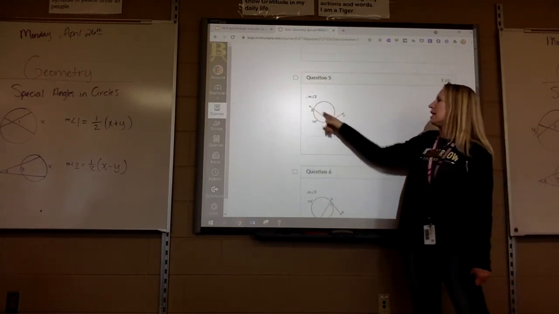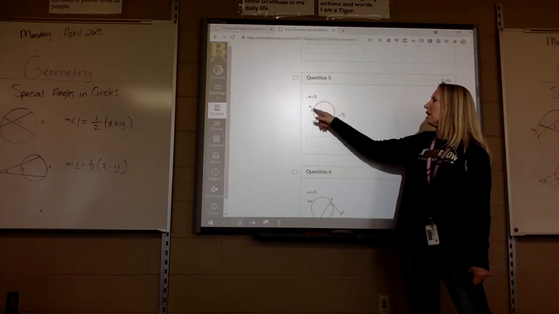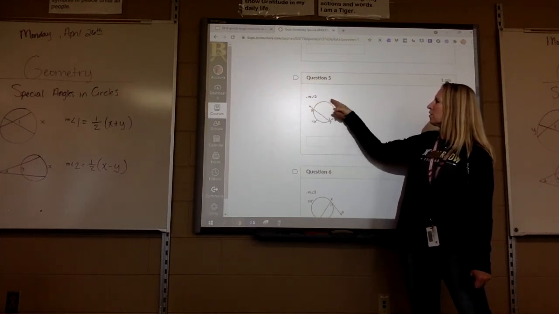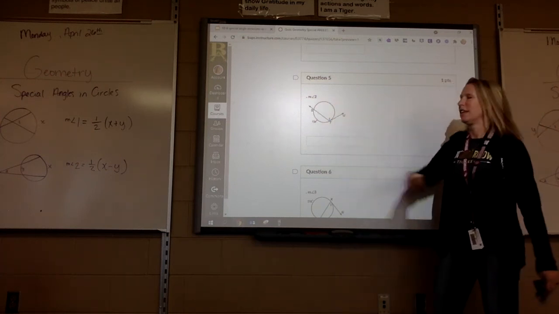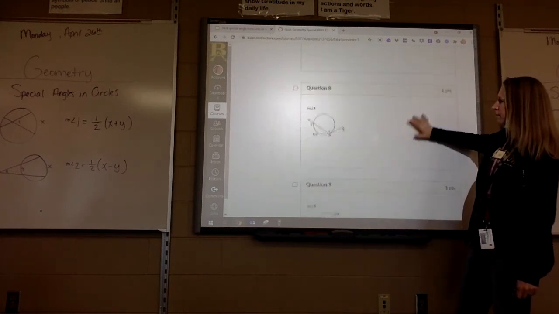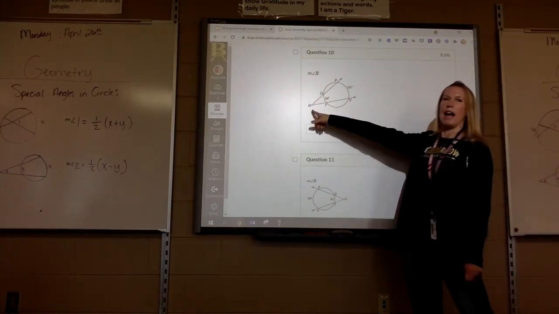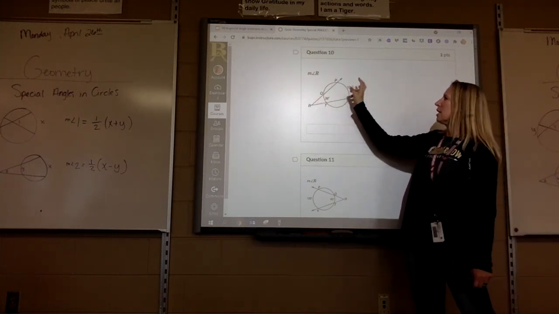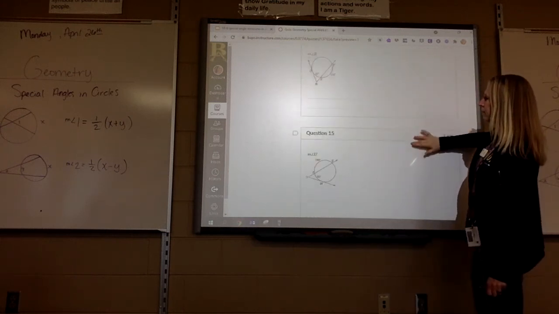Don't forget, if it's an inscribed angle, you just take half of that arc. How would I find that arc in question 5? 360 minus 134, good. And then just divide by 2. So the inscribed angle is half. Then I have problems where the angle's on the outside. The angles on the outside subtract the arcs and divide by 2.